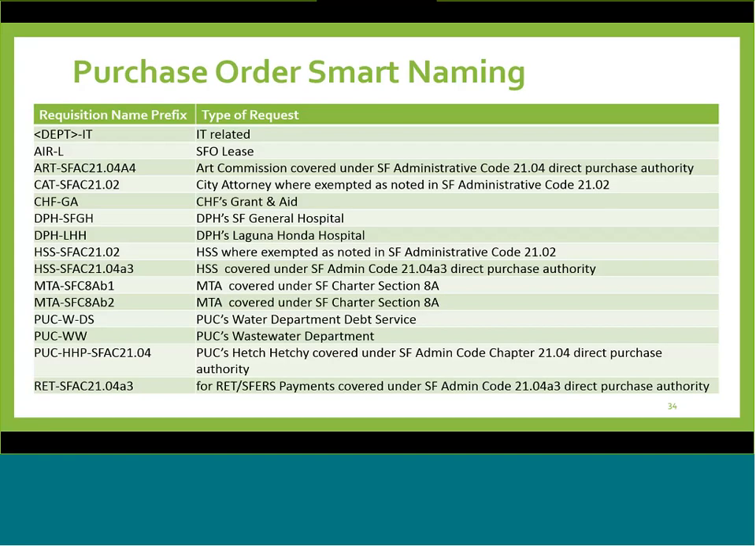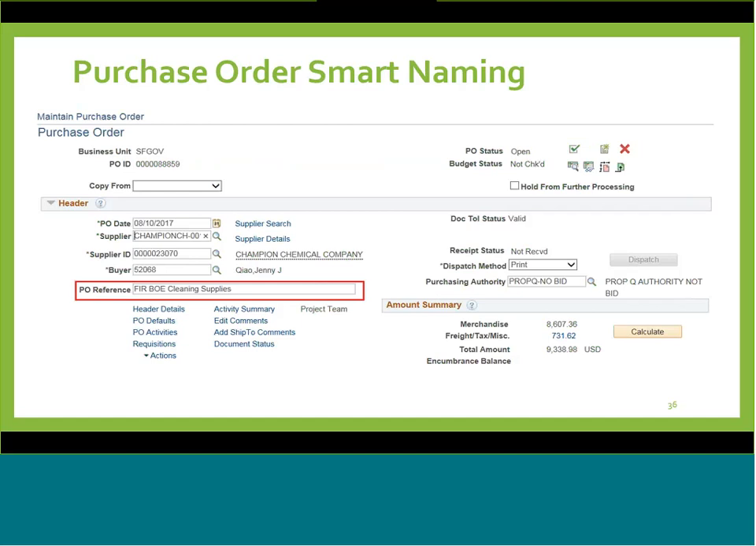And again, here's the list of purchase order SMART naming. So it looks kind of similar, actually. It is. Sorry to repeat that. That's the same list. Okay. But it applies directly to purchase orders. No, it's good to repeat it. And here's just an example. This is the field on the purchase order. So it's the PO reference field where you can add your description. Okay.